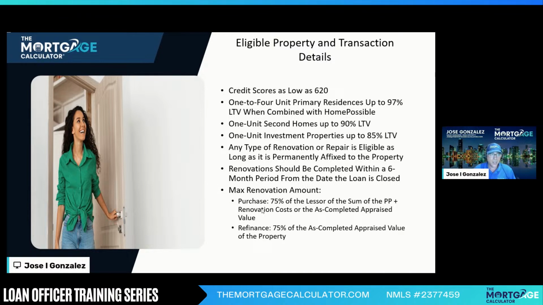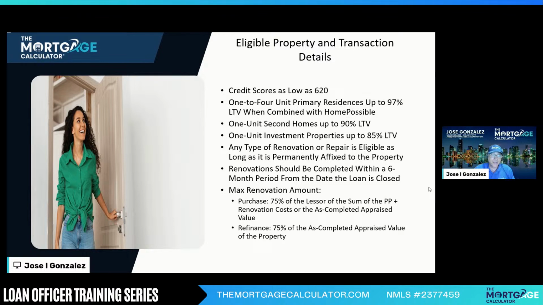Now, just like in the Fannie option, any type of renovation or repair is eligible as long as it is permanently affixed to the property. Now, one thing I wanted to note that was there in the HomeStyle renovation is manufactured homes, right? Seems to be a restriction on Choice Renovation loans: when it's a manufactured home, ineligible. Another difference is renovations should be completed within a 6-month period from the date the loan is closed.